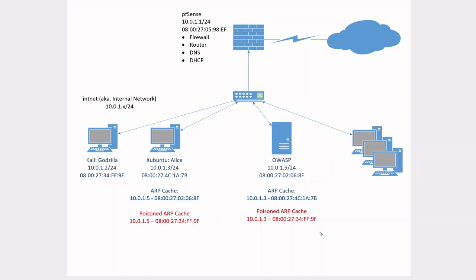If we go to the web server, and we will, and we look at its ARP cache, it would say 10.0.1.3, which is Alice's IP address. That is also going to Godzilla. So Godzilla has basically fooled them into sending traffic, because Alice thinks that 10.0.1.5, its MAC address, is really Godzilla, and the same thing with the web server. This will make more sense. I know it gets confusing, especially with the numbers. This is going to make more sense once we actually start doing the poisoning. So let's actually do the poisoning.